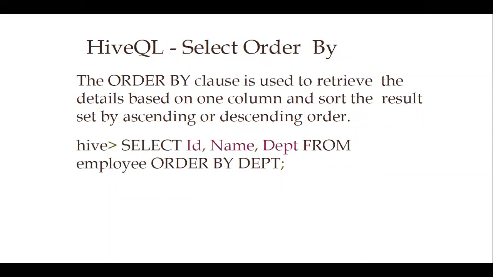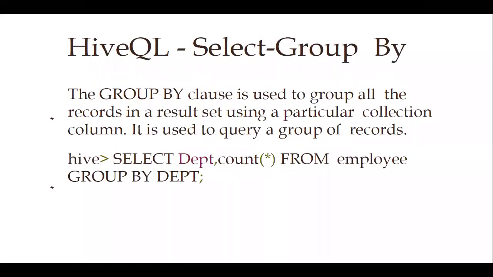And select order by. Order by is a kind of sorting method, where you arrange your output by one particular column, like department. Then select group by. Group by is also used based on a particular group. You can get the details. Select department, count, that is you are going to get the number of records available from the department.